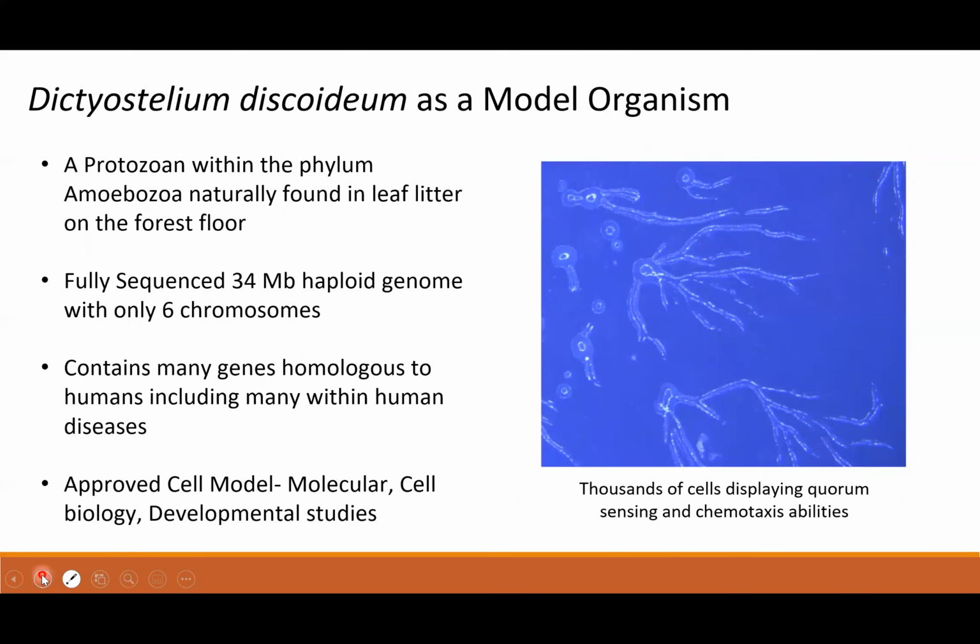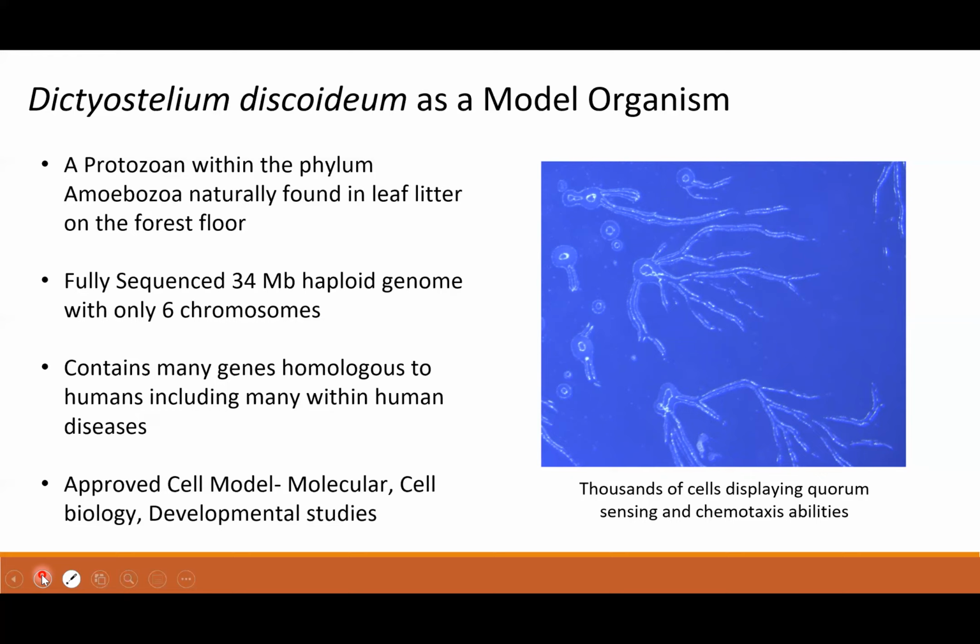So we study Rabs within a model organism called Dictyostelium discoideum. So what is Dictyostelium? It is a small single-celled amoebozoa, okay? And it is found in the wild within leaf litter on the forest floor. It eats bacteria and it's a professional phagocyte. So it is used a lot in cell biology to study different cellular processes.